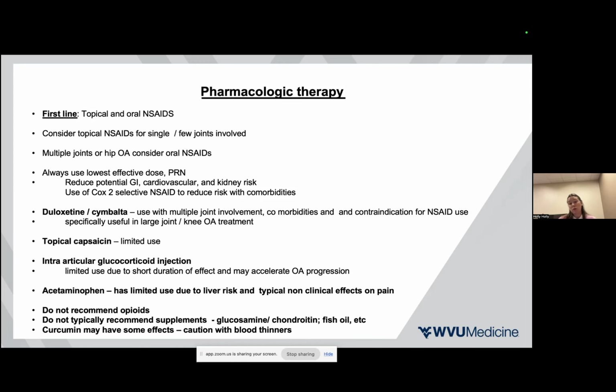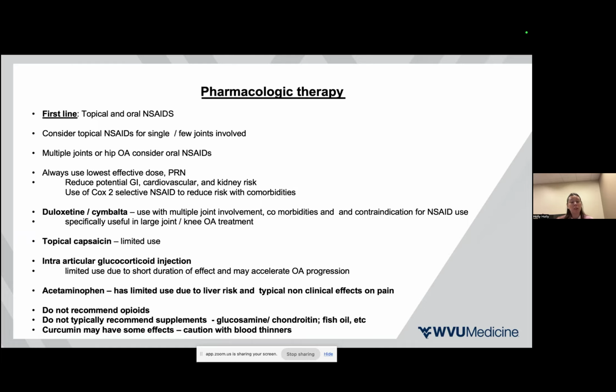Topical capsaicin has a limited use. It can be helpful. Obviously, there are risks with using it and making sure that patients understand how to use it appropriately. But there are many over-the-counter topical options. And sometimes it's just trial and error for many patients to try and find a topical cream or gel that they find is helpful. And if it is, then you just have them continue to use it.